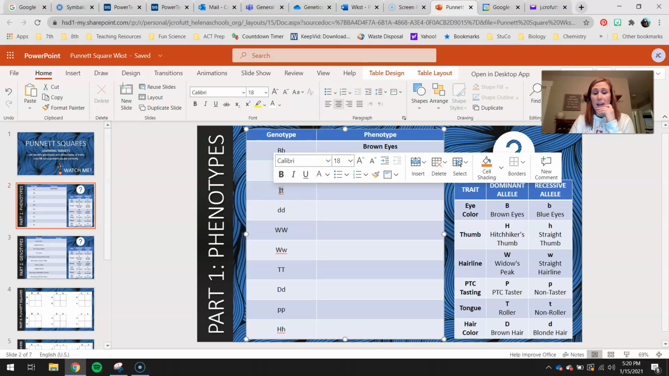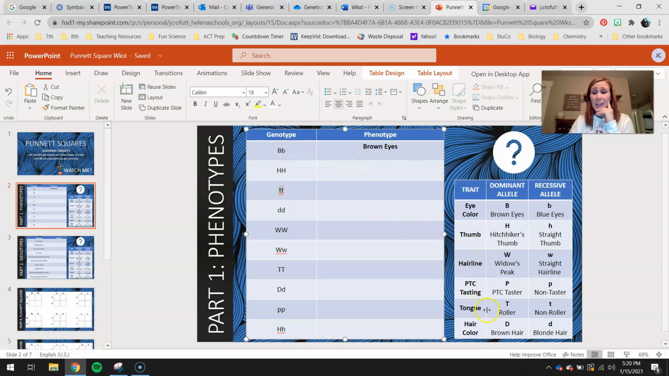Versus something like this where I have little t, okay, I have no capital letters there, meaning I have no dominant alleles. Neither parent passed down the dominant trait. Okay, so the only thing that's available is the recessive, so that means that individual would not be able to roll their tongue. They'd be a non-roller. Okay, so that's how you do part 1.